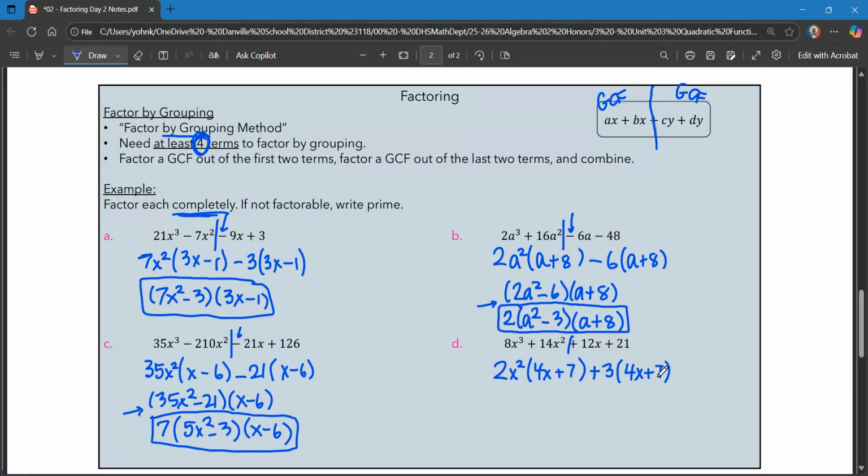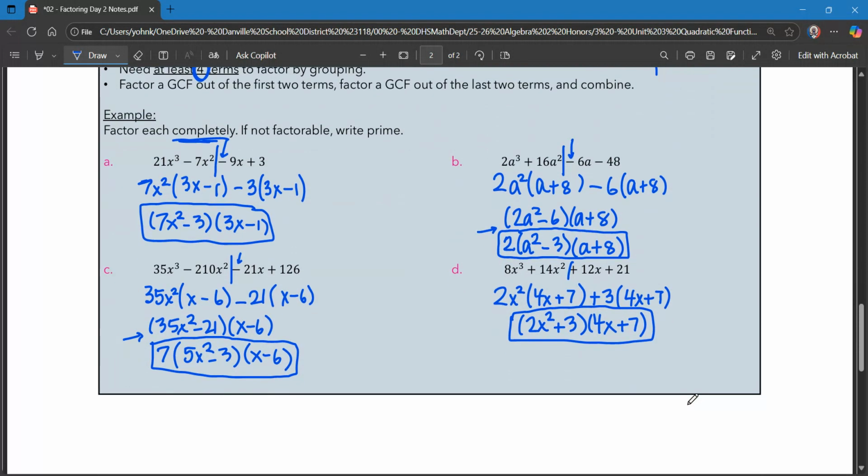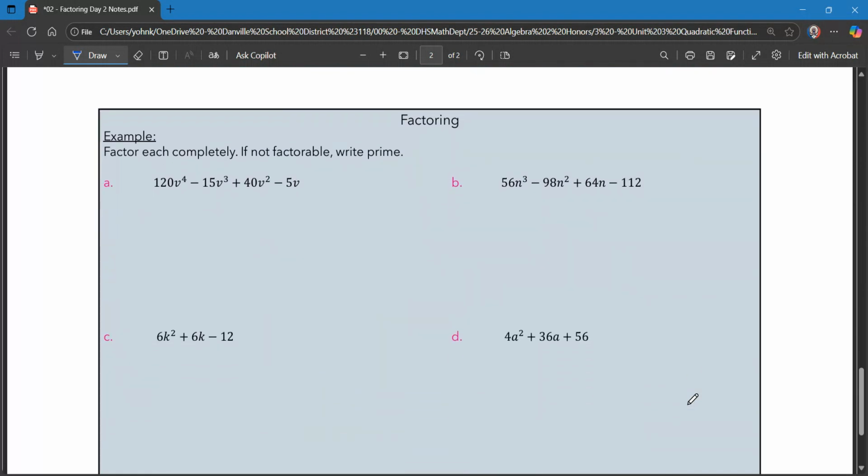Nice, the stuff in the parentheses is the same. Gather it together, 2x squared plus 3 and 4x plus 7. Check and see if there's any GCFs in your parentheses. There aren't, so you're good to go. Again, remember you can double distribute these out to check if you're on a test or a quiz or you're just curious, lost the answer sheet.